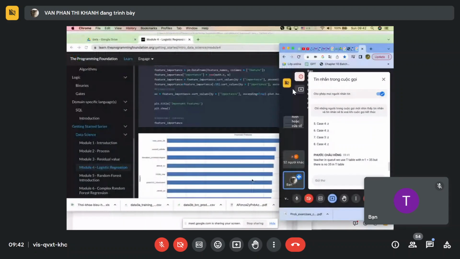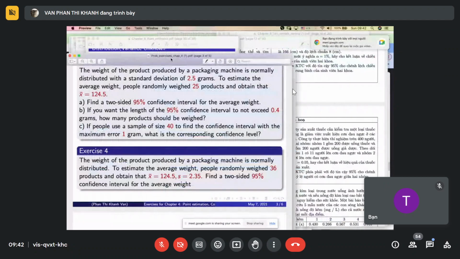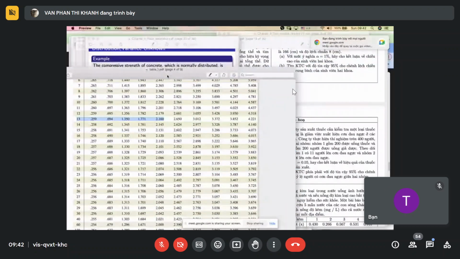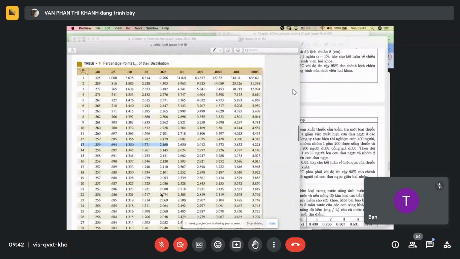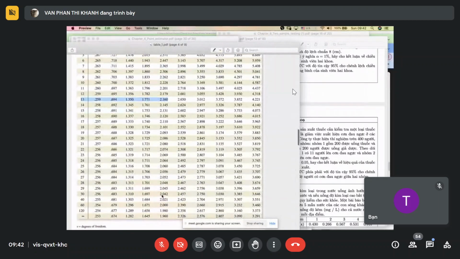Two-sided, right? So 0.025 here, 0.025, this column, and 35 is between these two numbers. So in this case, you can use one of these two numbers. It's okay.